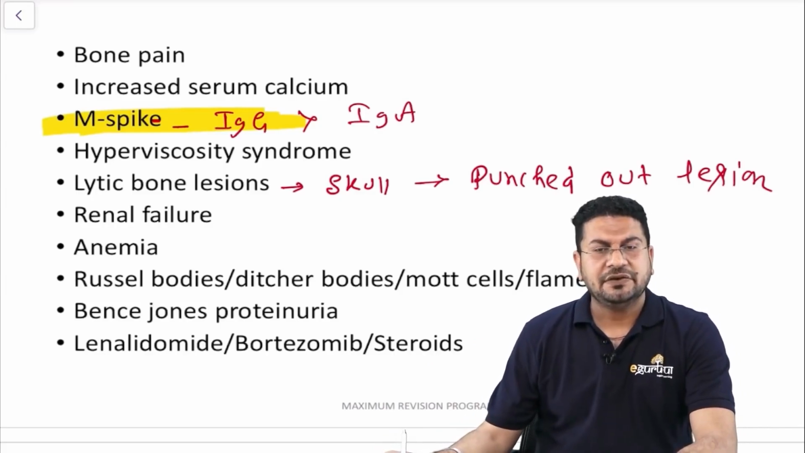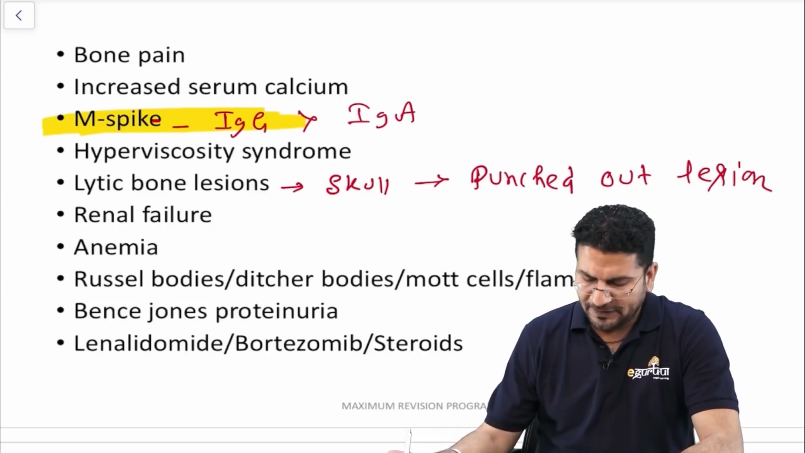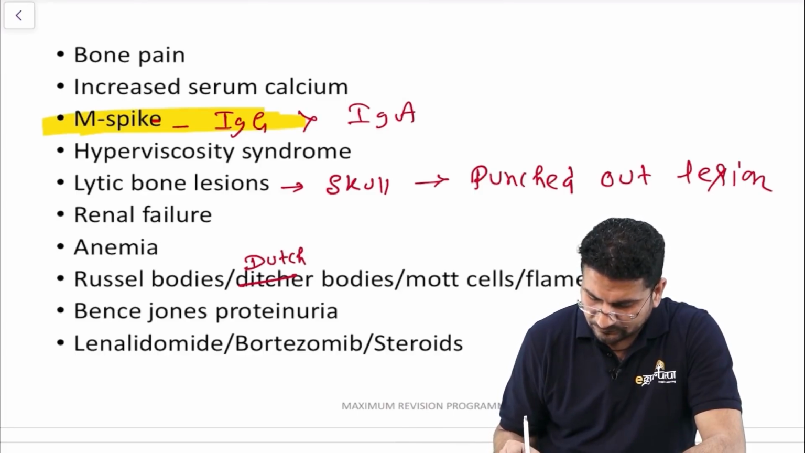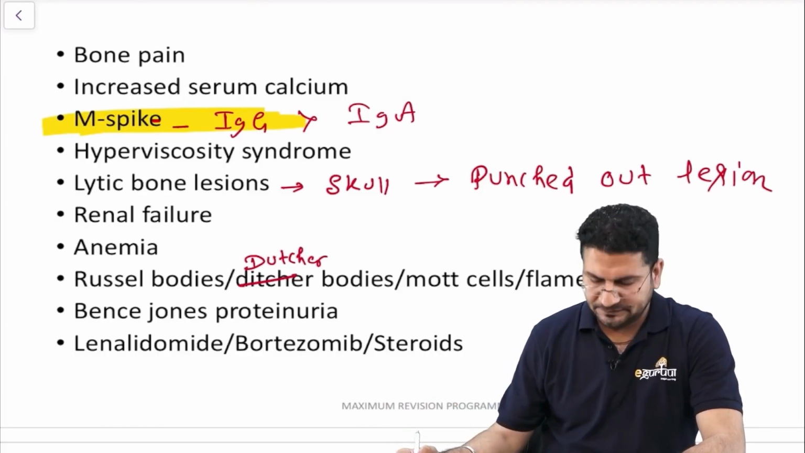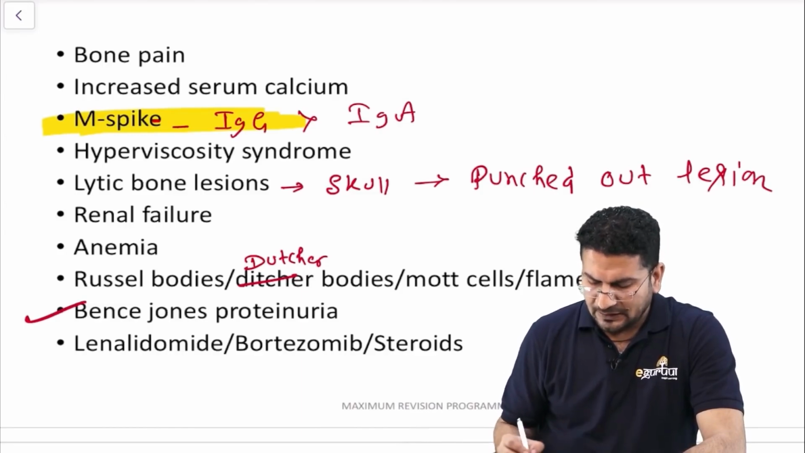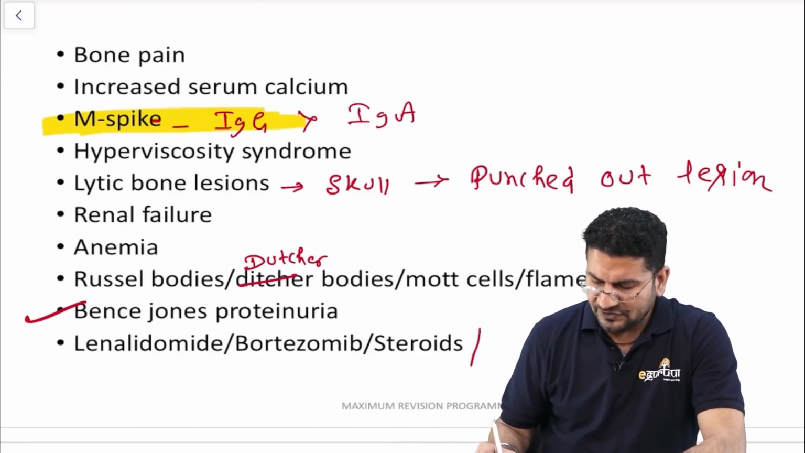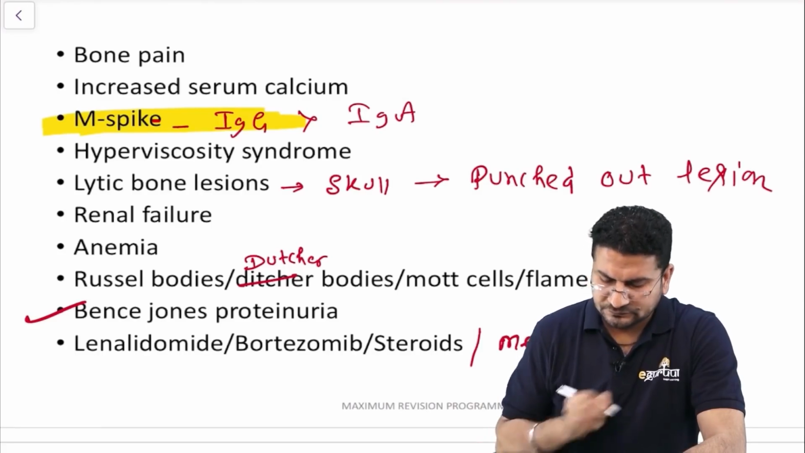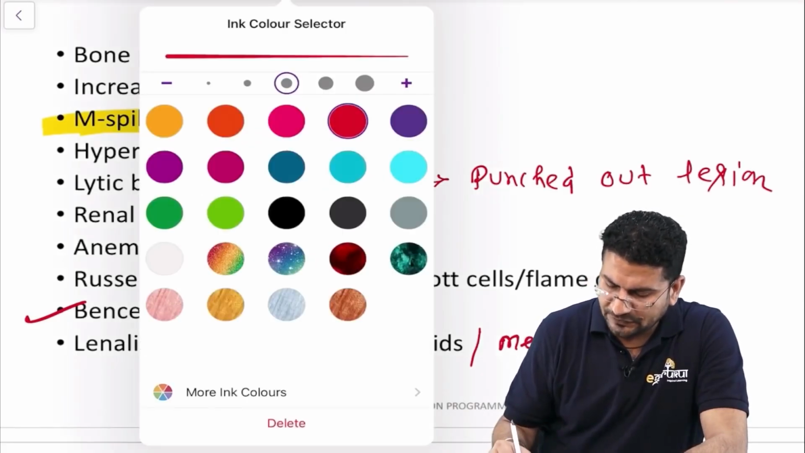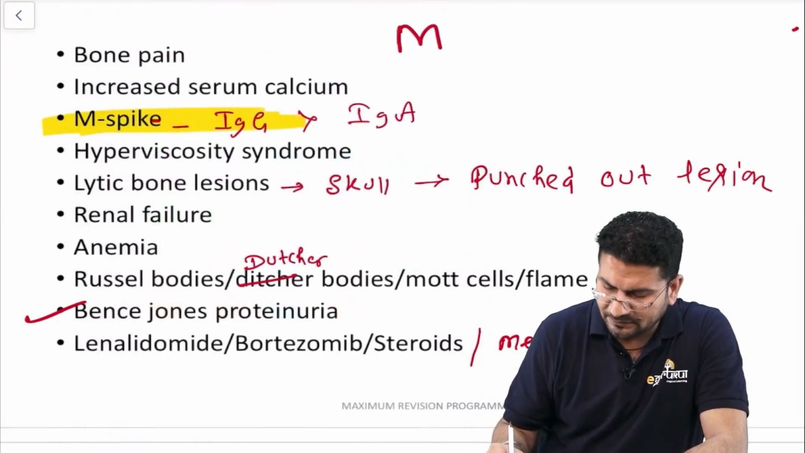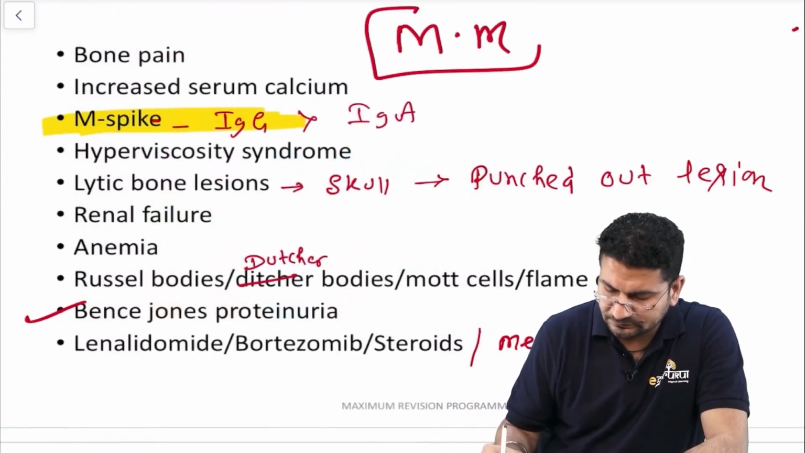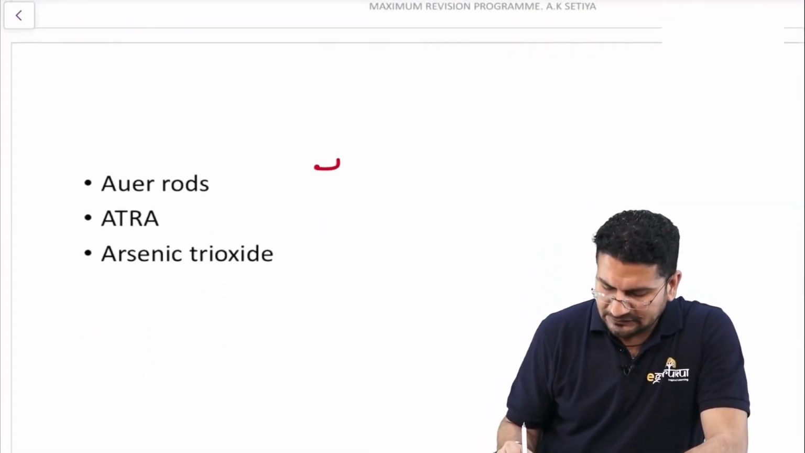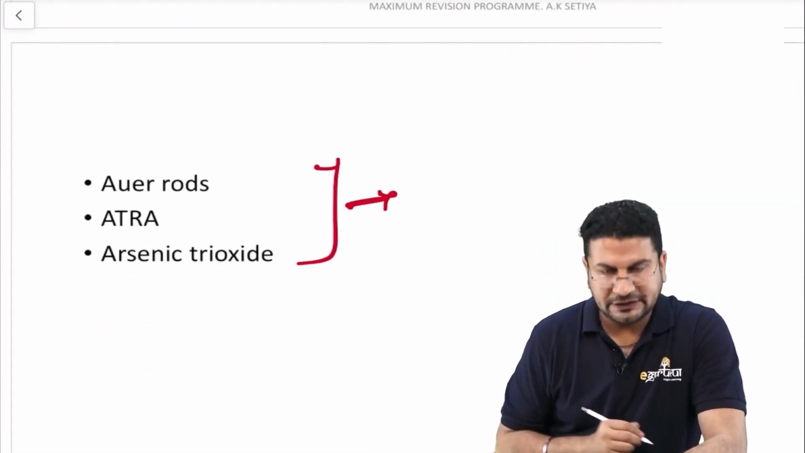There can be kidney failure, and there will be anemia. In histopathology, you will find Russell bodies, Dutcher bodies, Mott cells, flame cells. There will be Bence Jones protein. Lenalidomide, bortezomib, steroid combination we give. In older MCQs, we can give a drug called melphalan. So these are all MCQs suggestive of a plasma cell disorder. We call this multiple myeloma.